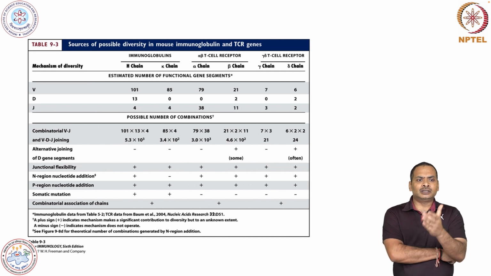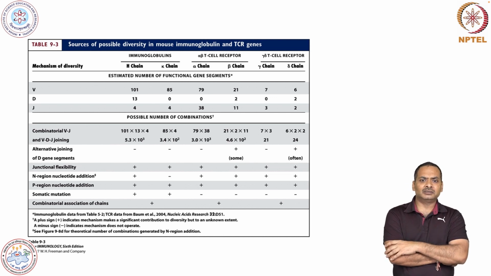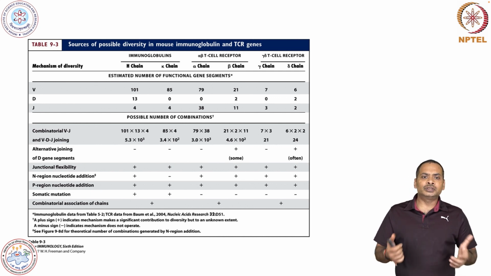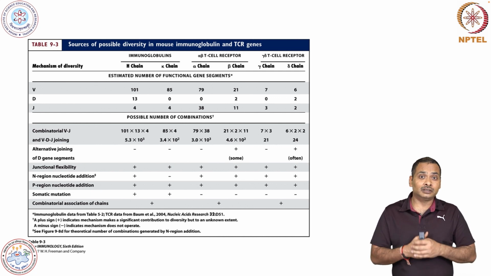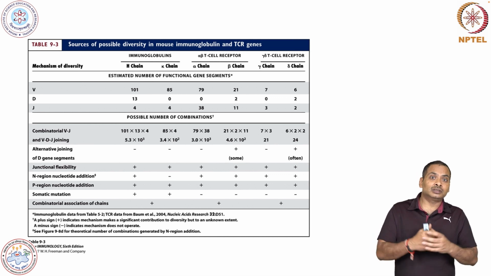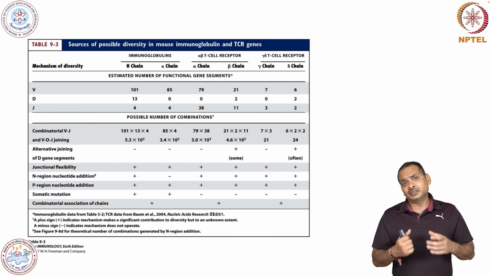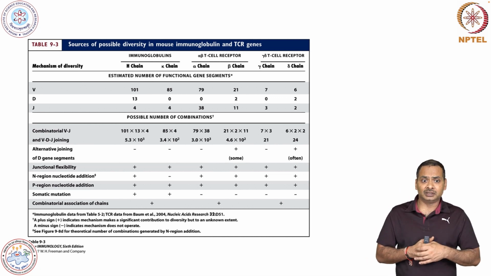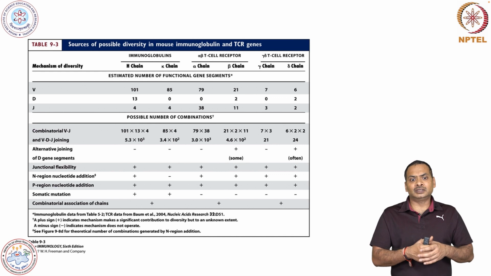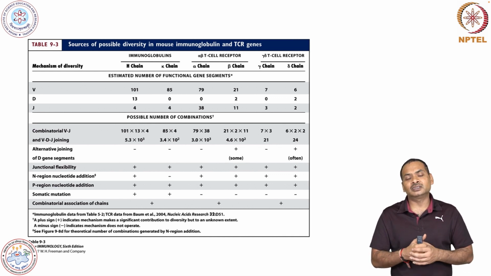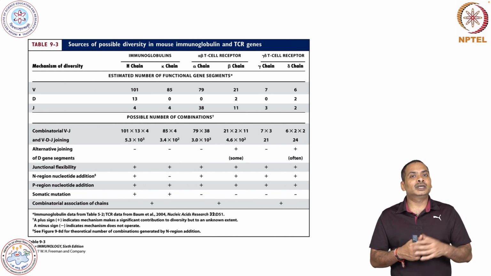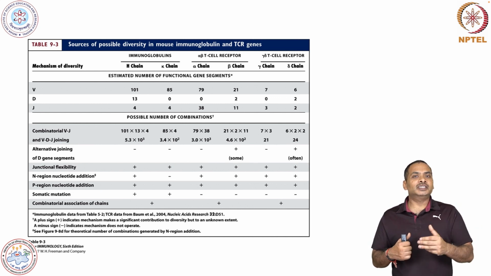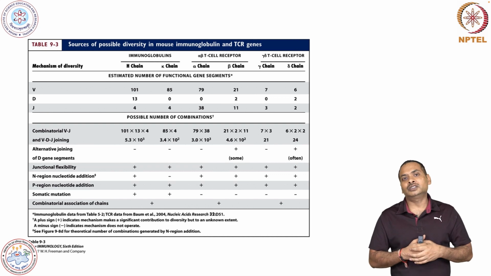Here you can see that by simple mathematics, there is a possibility of generation of huge diversity in T cells, in both alpha beta T cells as well as gamma delta T cells, and it is comparable with the immunoglobulin. This diversity is basically achieved by different permutation combinations of VDJ and VJ recombination.